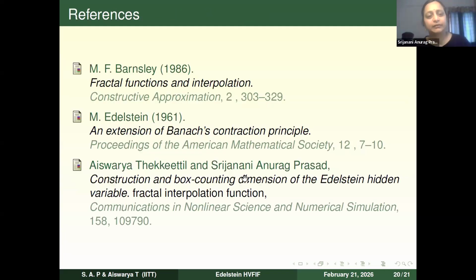Yeah, so these are some very few references. I did not include all the references. But the paper is already published very recently in 2025, I'm sorry, 2026.